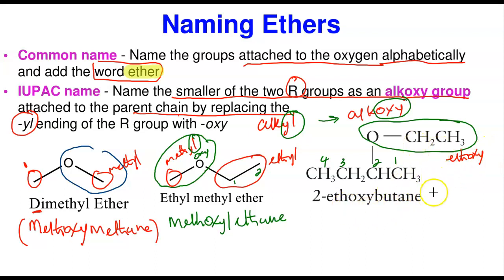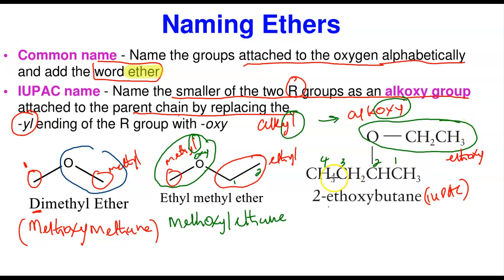So what I have here is the IUPAC name. This attachment on carbon number 2 is going to be 2-ethoxy. The longest chain is 4, which is butane. So it's 2-ethoxybutane. Now if you want to name the common name, there are 2 attachments. This is the first R, this is the second R.